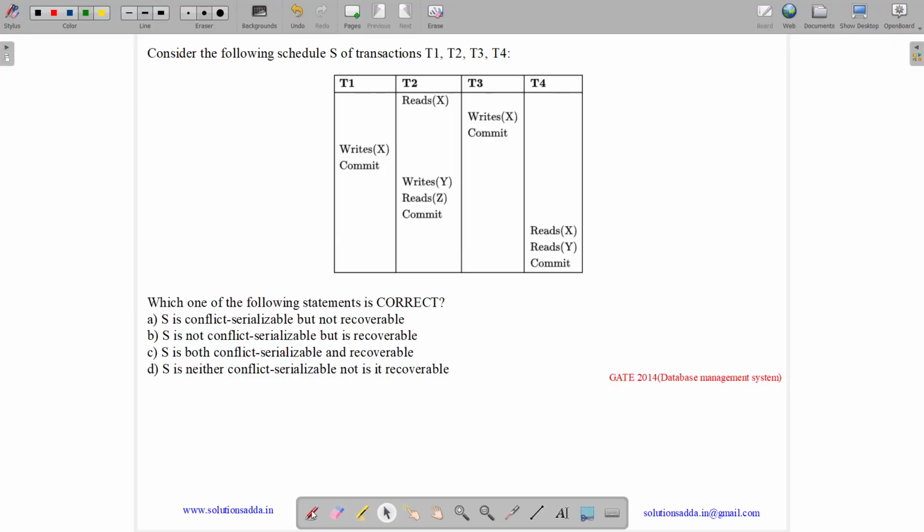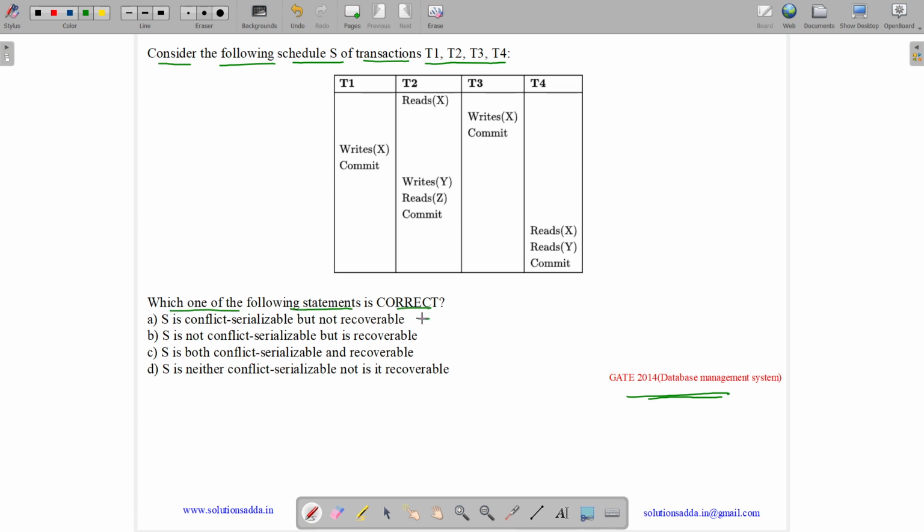This question belongs to Database Management System subject and was asked in GATE CSE 2014 Set 2. So the question states, consider the following schedule of transactions T1, T2, T3 and T4. So here the schedule is given. Which one of the following options is correct?